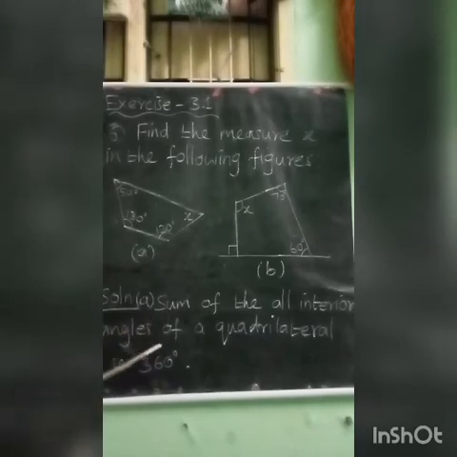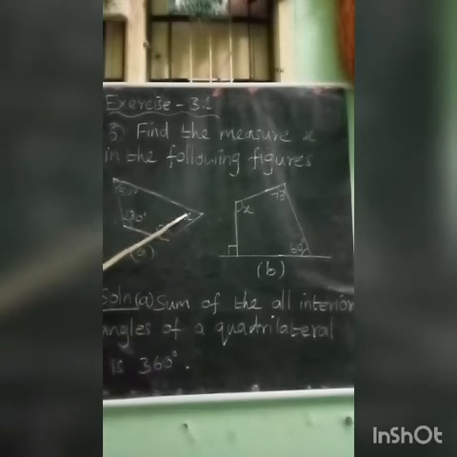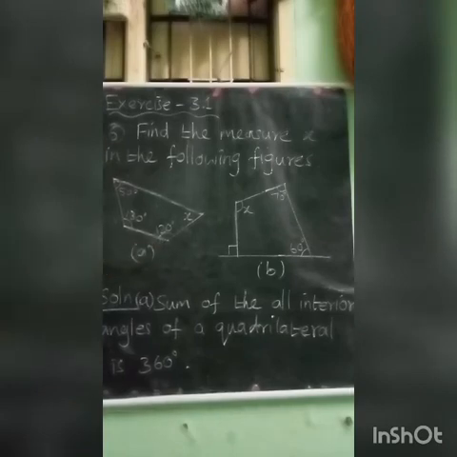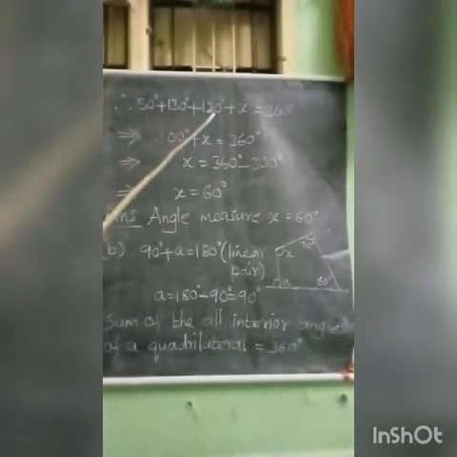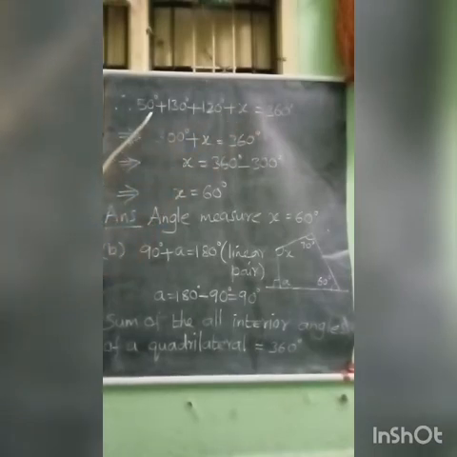The sum of all interior angles of a quadrilateral is 360 degrees. The quadrilateral has 4 sides and 4 angles. So, the sum of the 4 interior angles of a quadrilateral is 360 degrees. That is, x plus 50 plus 130 plus 120 is 360 degrees. Therefore, 50 degrees plus 130 degrees plus 120 degrees plus x equals 360 degrees.